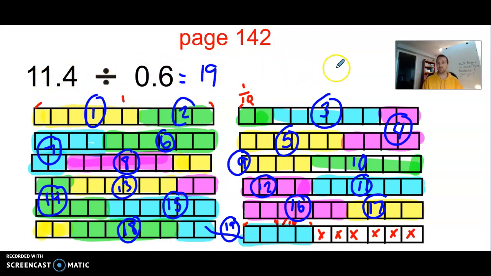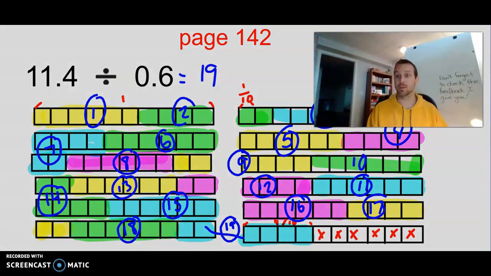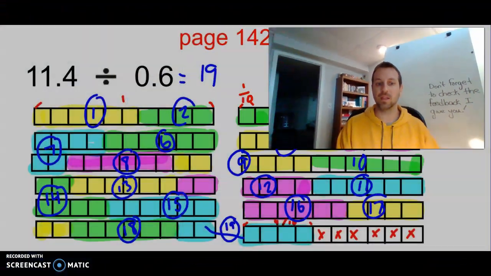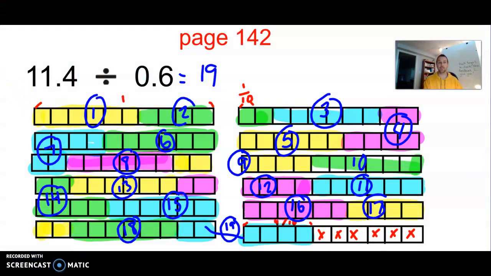Now notice that took me 5 minutes to do just this one problem. That's a long time. So mathematicians came up with an easier way to solve that. Okay, so let's look at that from our teach piece.